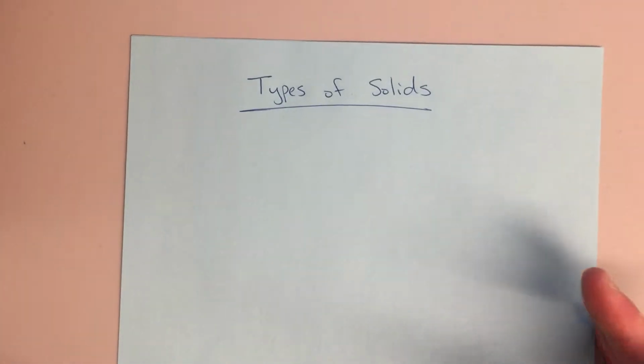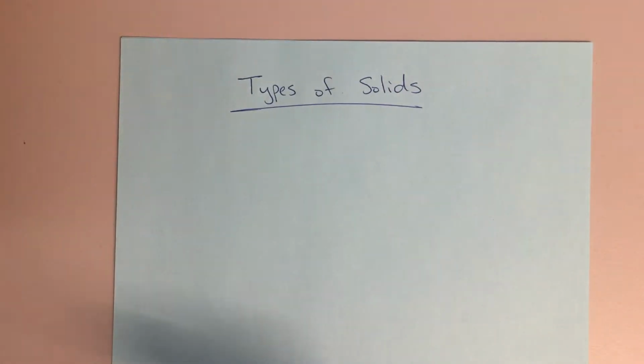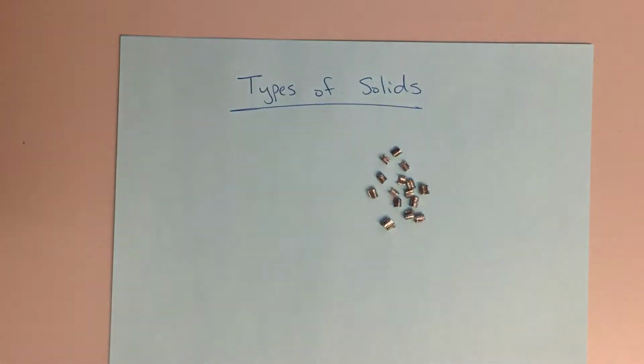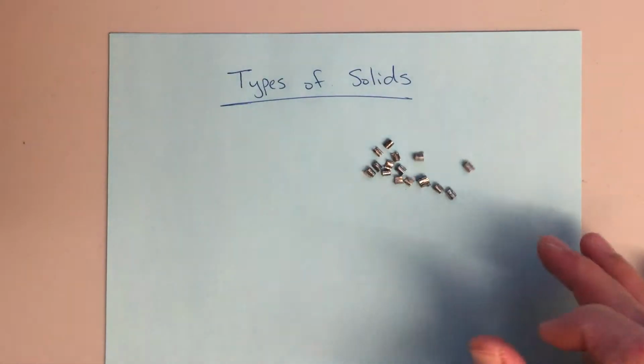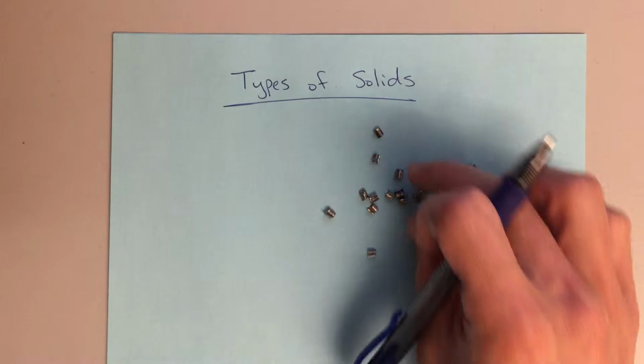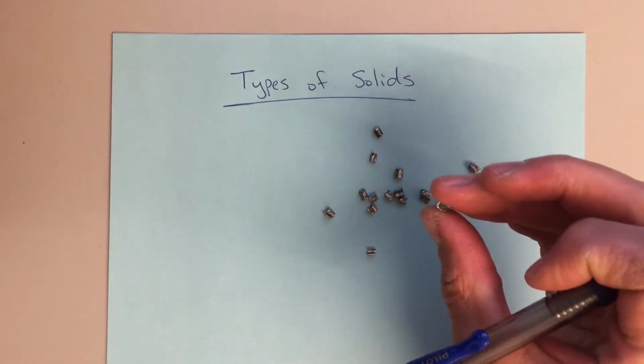So this video is on the different types of solids that we're going to encounter in our everyday lives, and sort of an overview of those different types of solids. So the first one that I have for us is just a little example of magnesium turnings. So this is a metal. So this is a metal solid. I've got little chunks of magnesium.